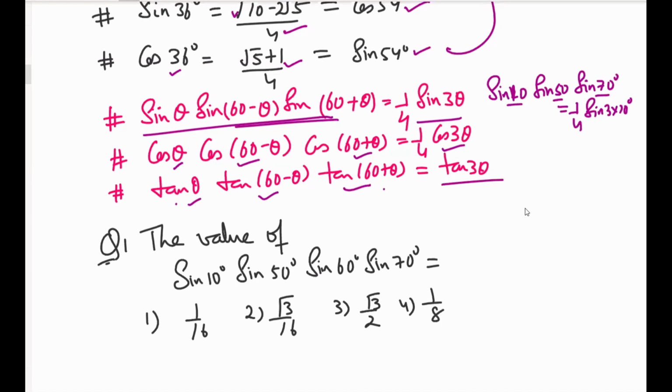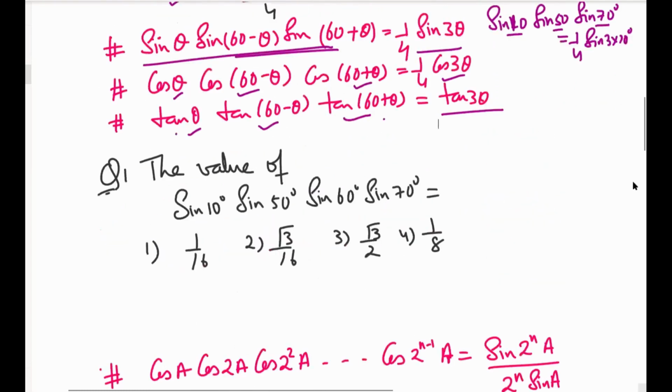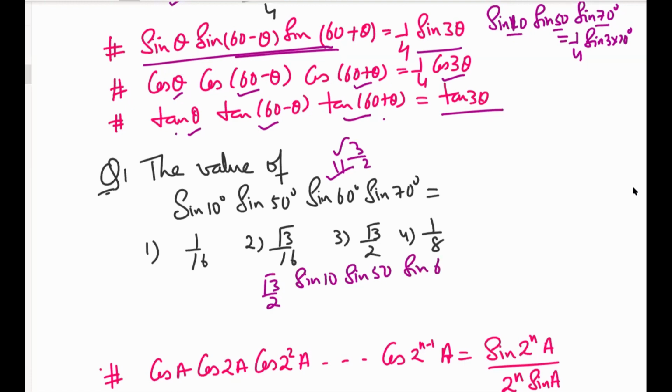Now look at the application of this formula. That means when you get sin 10, sin 50, sin 60 and sin 70, we have 4 angles here, and out of these 4, I know the value of sin 60 degree, which is root 3 by 2. So I write this portion: I take root 3 by 2 here, and the rest are sin 10, sin 50 and sin 70.